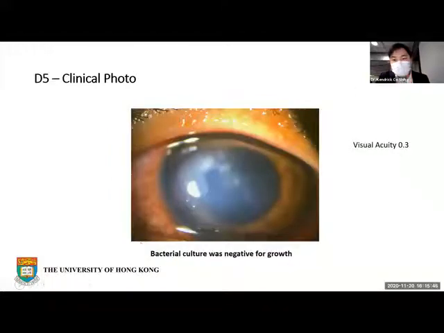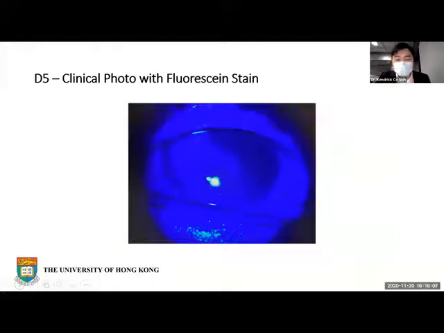Now this is day 5, so this was the controversial part because the visual acuity was clearly better. The eye was a little bit less red, but if you look at the infiltrate, it seems to start to branch out. There's something growing just adjacent to the initial large infiltrate. And I just continued with the treatment. Bacterial culture was negative for growth. The fungal culture was still pending. Epithelial defect had completely resolved by then.